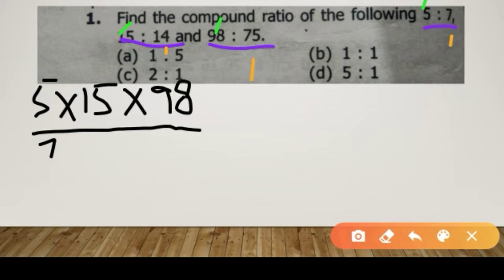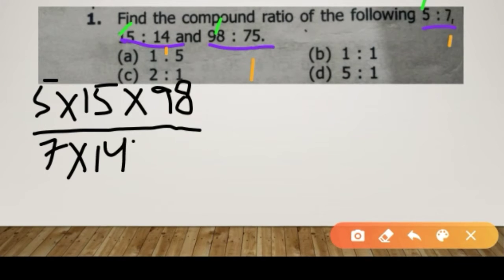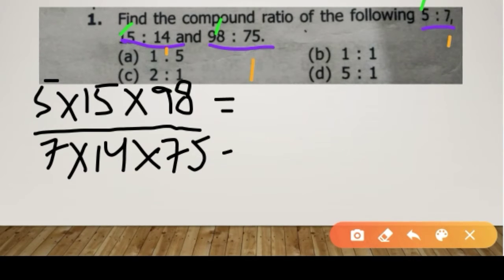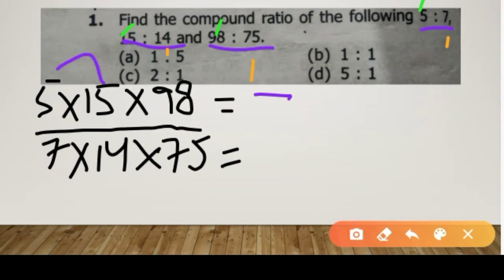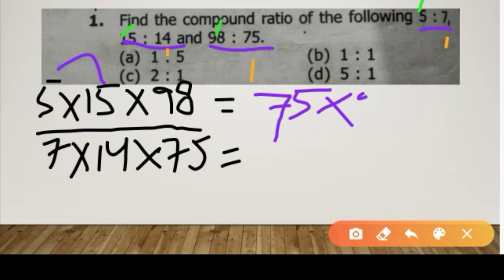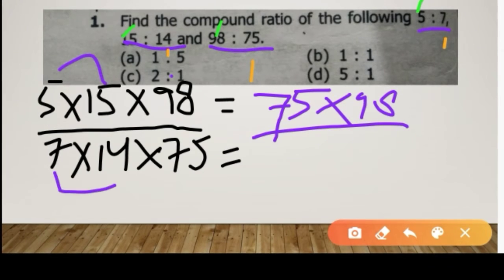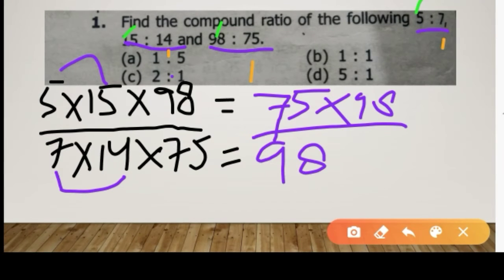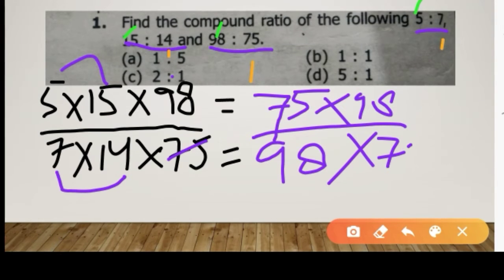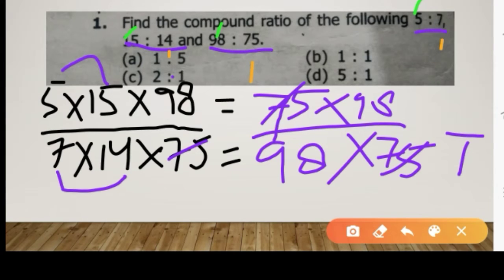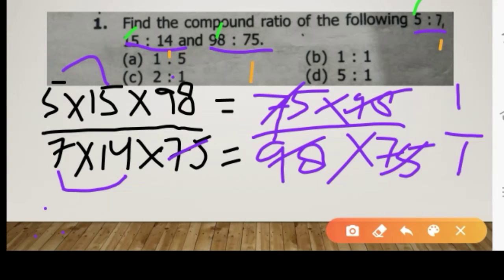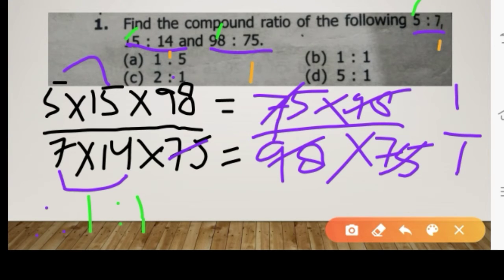So these are 7 multiplied by 14 multiplied by 75. 5 multiplied by 15 is equal to 75, and this is multiplied by 98. Then these are divided by the numbers below the line, 7 and 14. 7 multiplied by 14 is equal to 98, and multiplied by the given number 75. Here the 75 are the same, so let's write 1, and here the 98 are the same, so let's write 1. Therefore the required ratio is 1:1. This was the simplest trick to solve this.